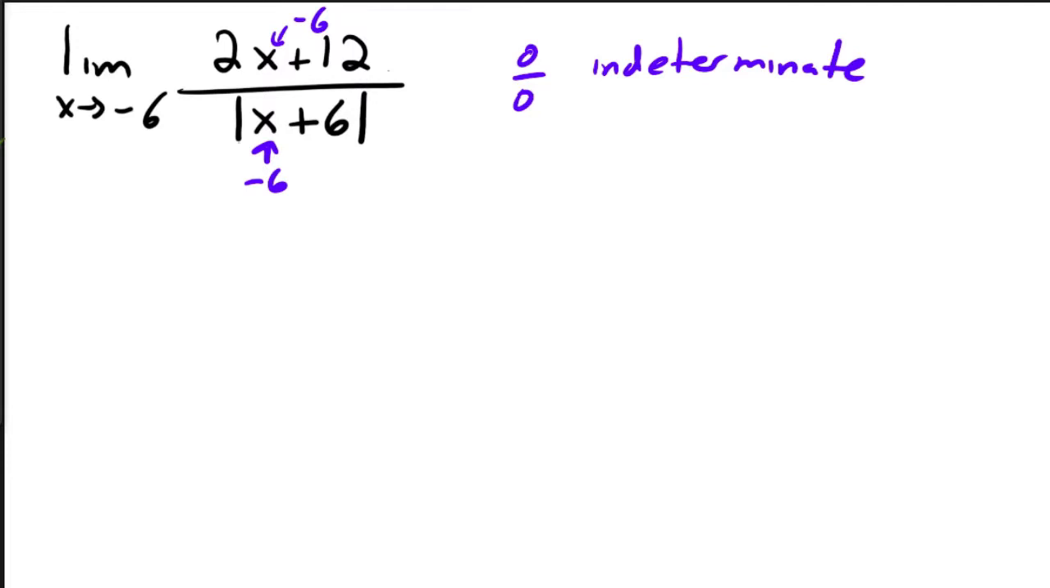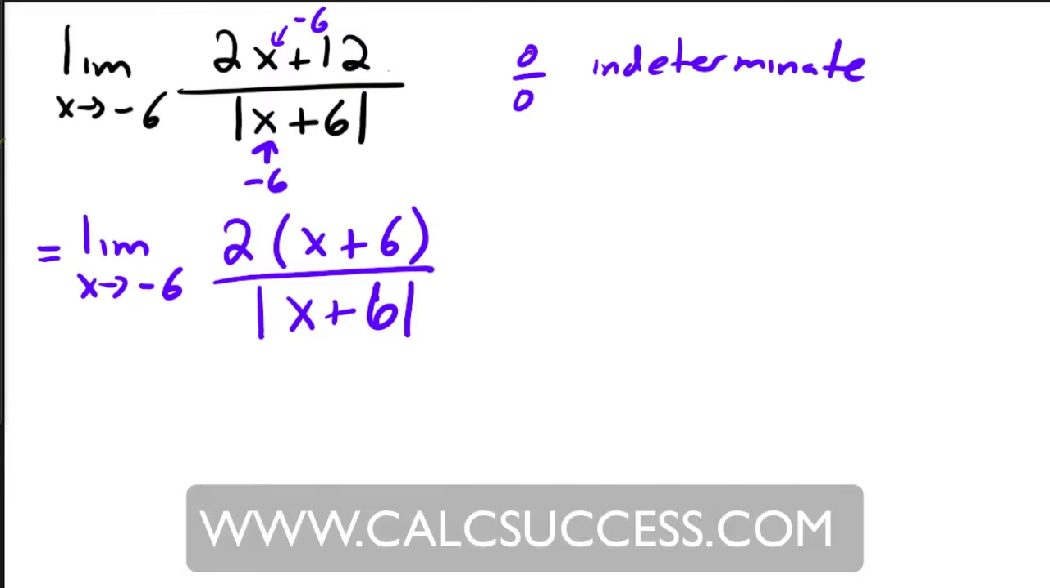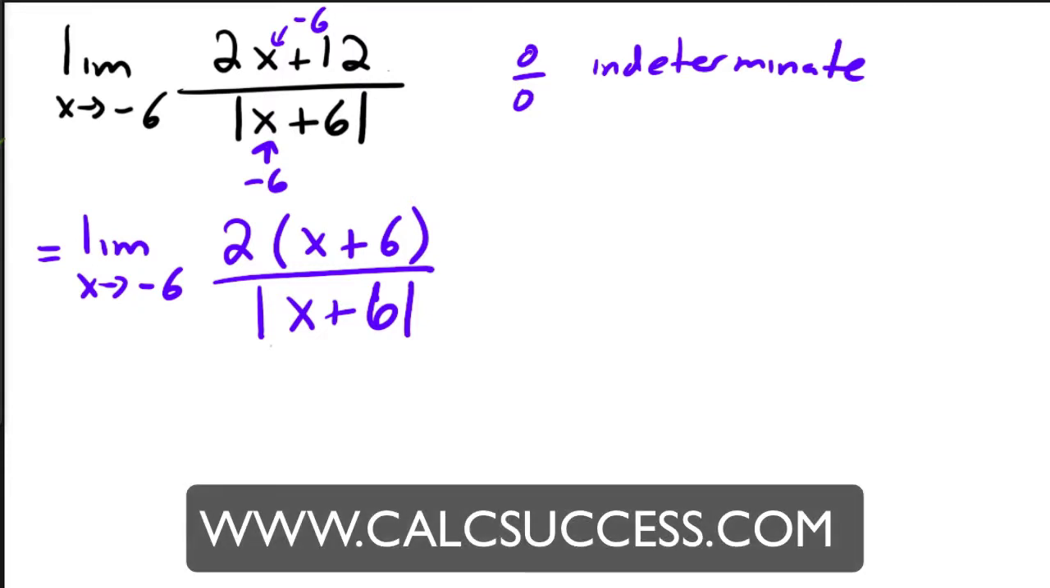Now, you'll notice that the top, you can factor out a 2. And you would then get 2 times x plus 6 over the absolute value of x plus 6. Now, you might be tempted to cancel those two out, but that would be a very, very big mistake.